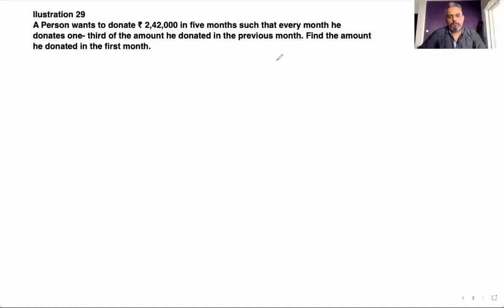Now a person wants to donate rupees 2,42,000 in 5 months, such that he wants to donate a total of 2,42,000 in 5 months, such that every month he donates 1/3 of the amount he donated in the previous month. Find the amount he donated in the first month.